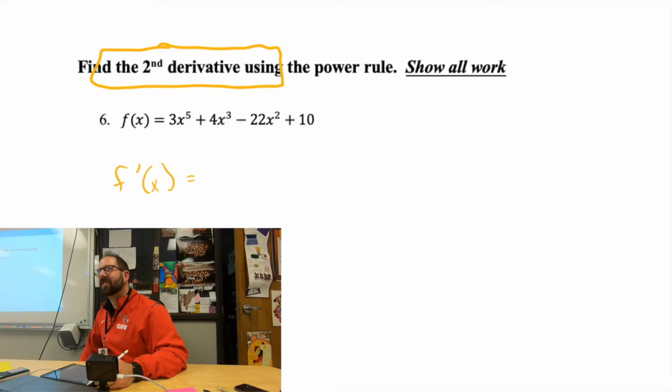Let's do the power rule here. What do we get on the first derivative?